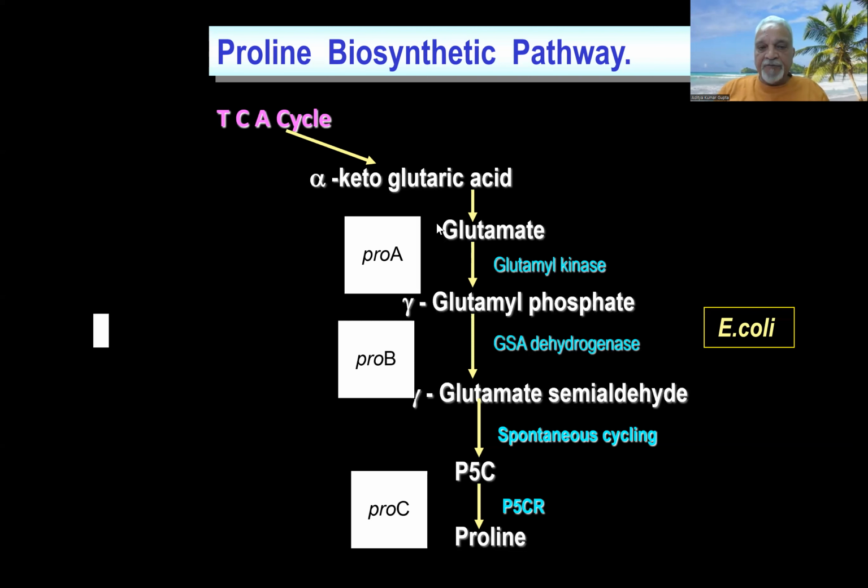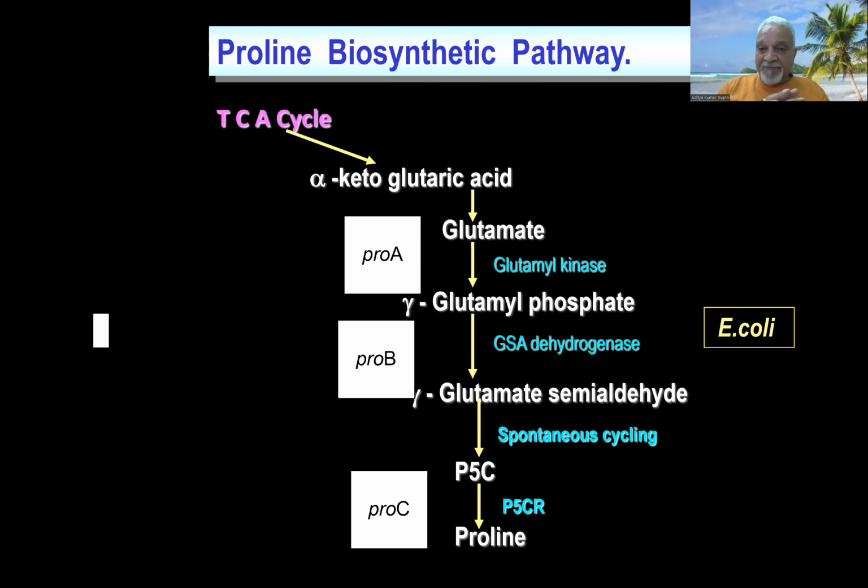What will be the impact of this mutation? If the mutation is in Pro A, this gene means this product will not be made and this pathway will be stopped here itself. And the result would be a pro minus phenotype.